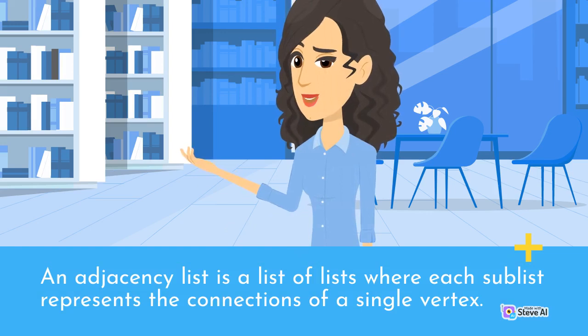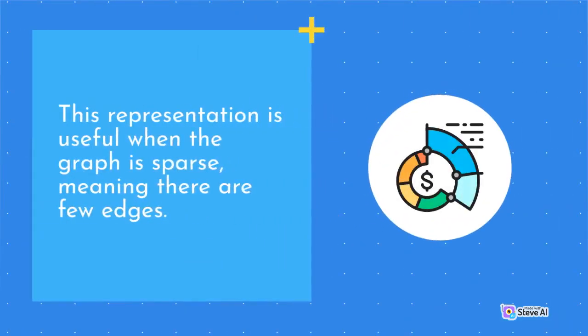An adjacency list is a list of lists where each sublist represents the connections of a single vertex. This representation is useful when the graph is sparse, meaning there are few edges.